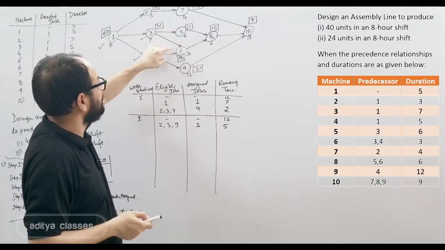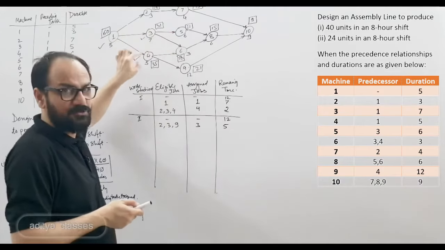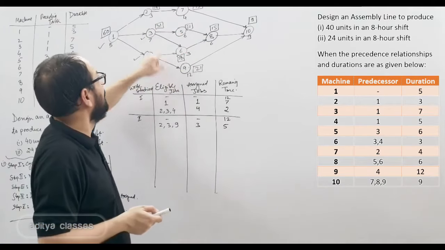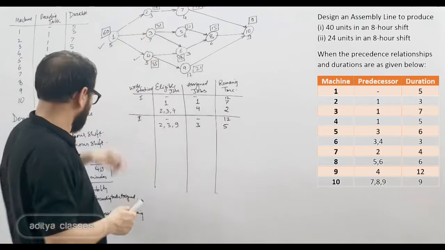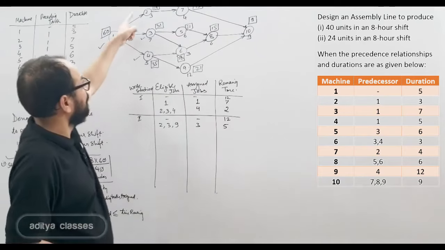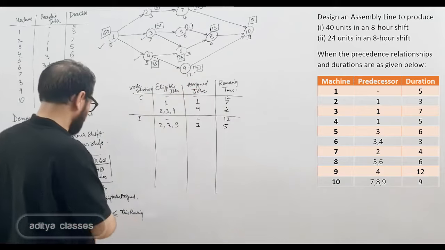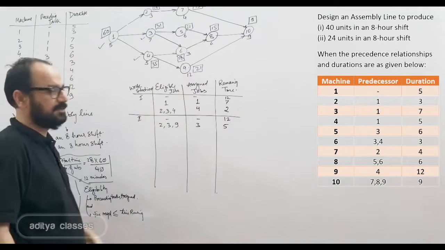We were talking of 6. 6 was waiting for 2 arrows from 3 and 4. So now 6 is also eligible. 5 is eligible. 6 is eligible. 9 is eligible. Even 2 is eligible. So on first condition, all these are eligible. 2, 5, 6, 9. But on second condition, time required should be less than or equal to time remaining.